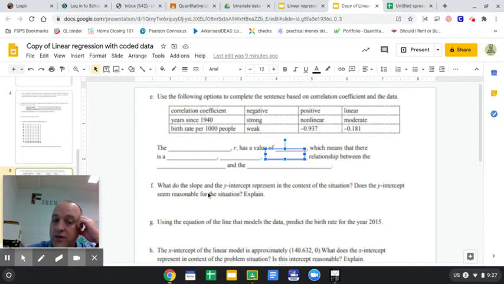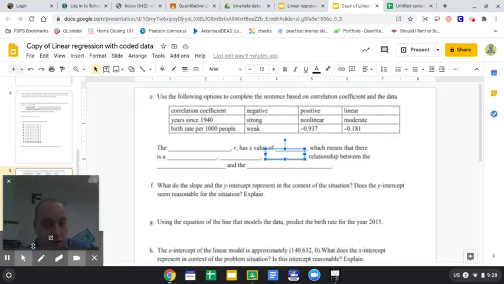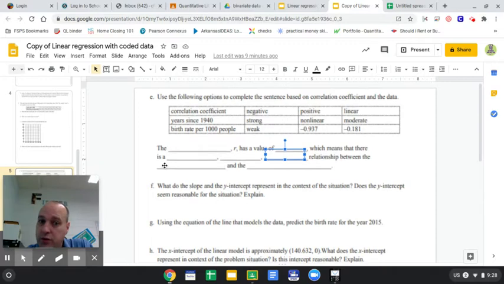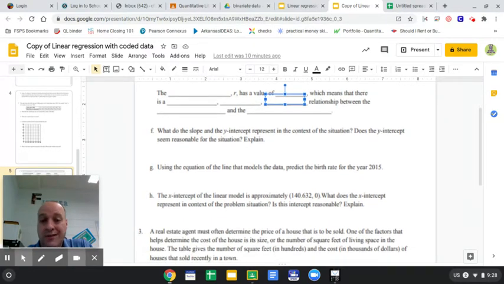What do the slope and y-intercept represent in the context of the situation? Does the y-intercept seem reasonable? Say, like on the last problem, it didn't seem reasonable because it was negative and you couldn't have negative hot dogs. So does this one seem reasonable? So if you look at your equation that you came up with on the scatter plot before, yeah, it should be reasonable because it's positive.